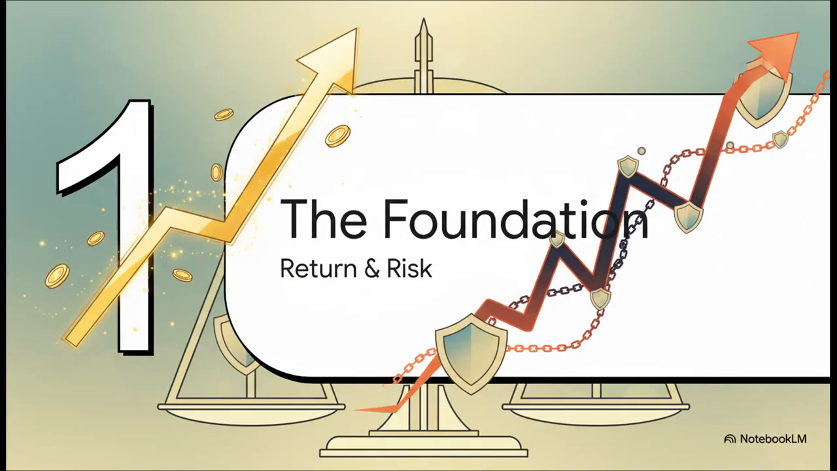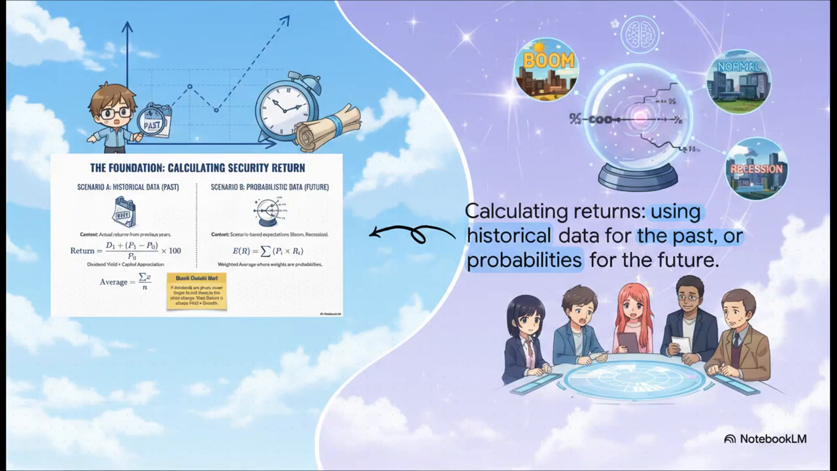Okay, let's pour that concrete foundation. Every single investment decision you could possibly make, no matter how complicated it seems, really just boils down to balancing these two things: the return you hope to get and the risk you have to accept to get it. First things first, return. How do we even calculate it? Well, it kind of depends if we're looking backwards or forwards.